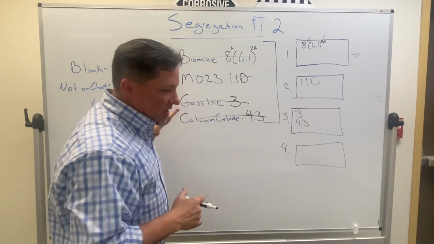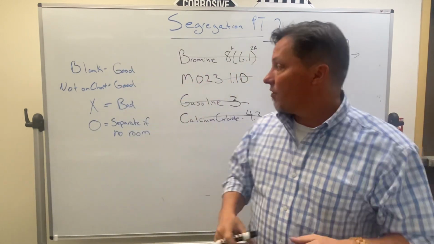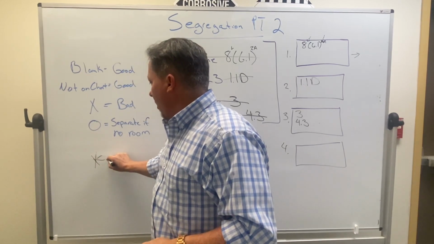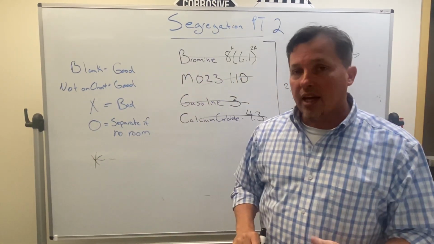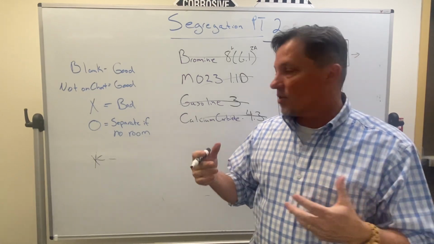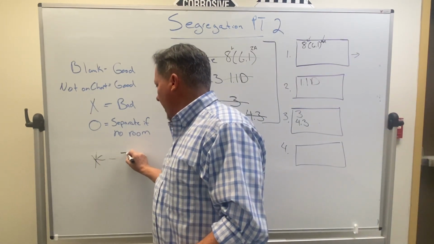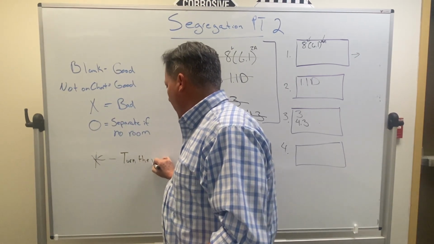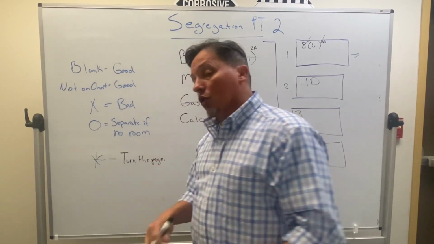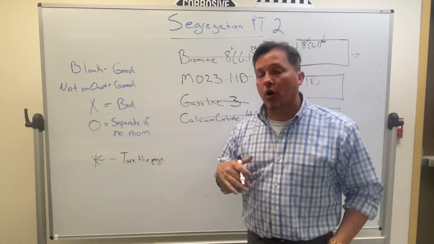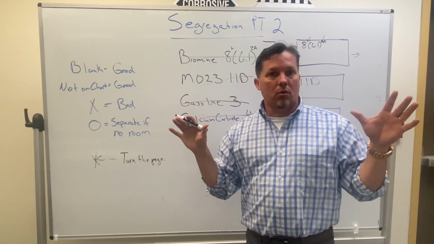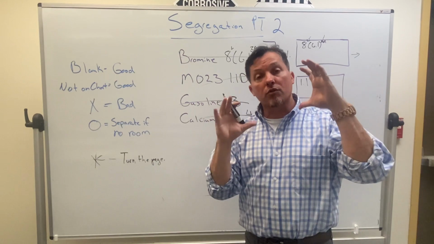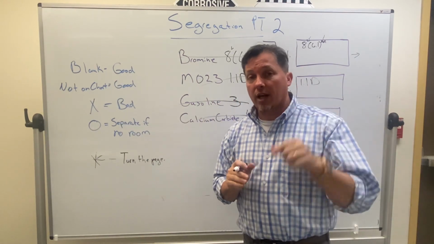You'll notice there was one symbol on the chart that I left off, and that symbol was the asterisk. The reason I left it off is because I'm going to cover that in the next video because dealing with explosives takes a little longer. And what that asterisk means is turn the page. And if you'll turn the page from the segregation table you're on now, you'll see a brand new table. And that table is there solely for segregating explosives against each other. But we're going to cover that in the next video.